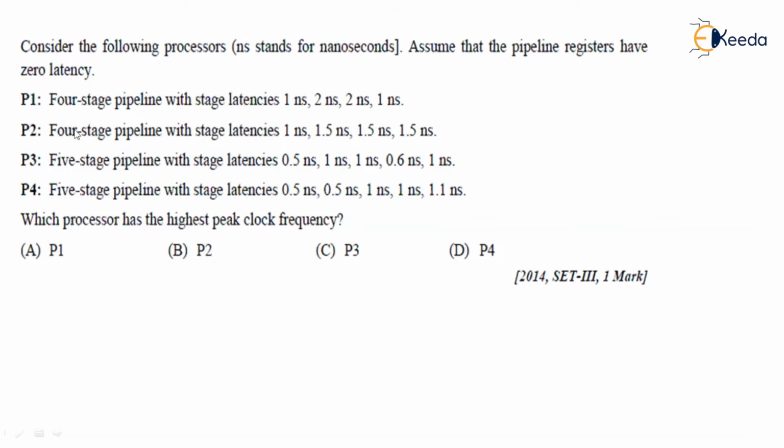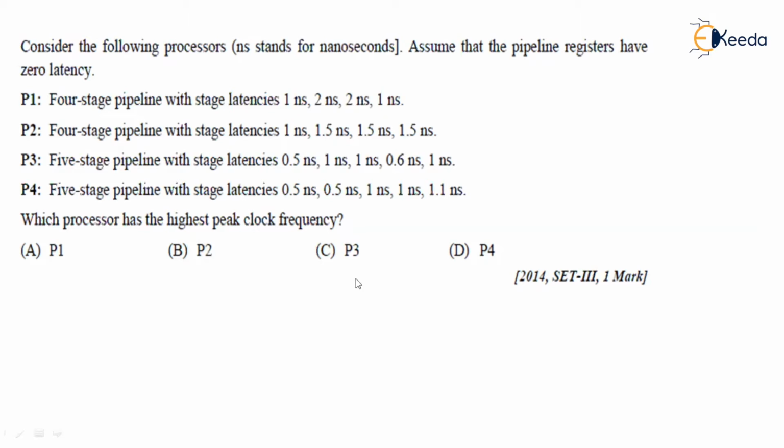Okay, there are P1, P2, P3, P4. There are 4 processors. P1 is a 4-stage pipeline with the stage latencies 1, 2, 2, 1. P2 is a 4-stage pipeline with the stage latencies 1, 1.5, 1.5, 1.5. P3 is a 5-stage pipeline with the stage latencies 0.5, 1 nanosecond, 1 nanosecond, 0.6, 1 nanosecond. P4 is a 5-stage pipeline with the stage latencies 0.5, 0.5, 1 nanosecond, 1 nanosecond, and 1.1 nanoseconds. Which processor has the highest peak clock frequency?